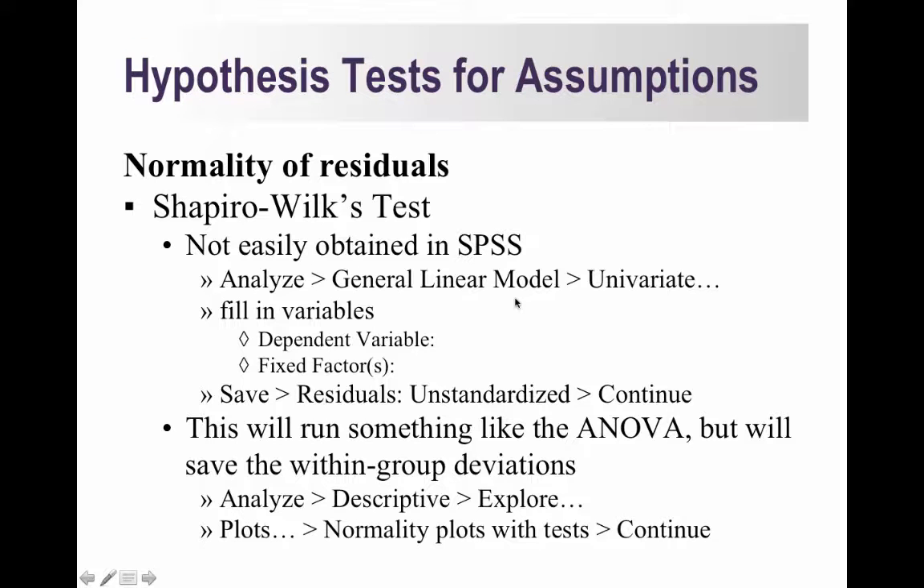Now to clarify, the null hypothesis in this case is that the data comes from a normally distributed distribution. So with a p-value less than alpha, I would actually reject that claim.